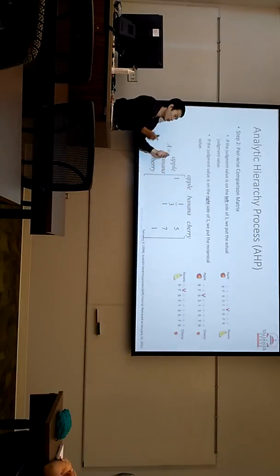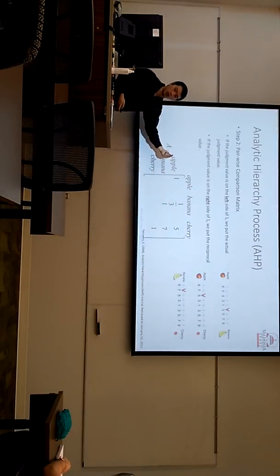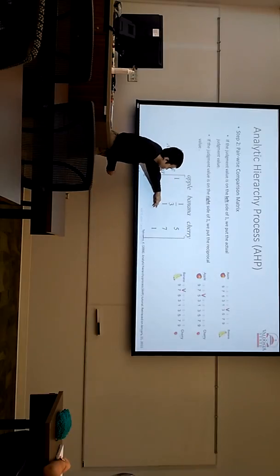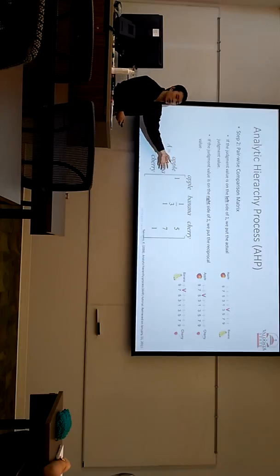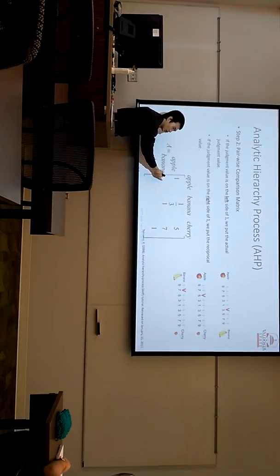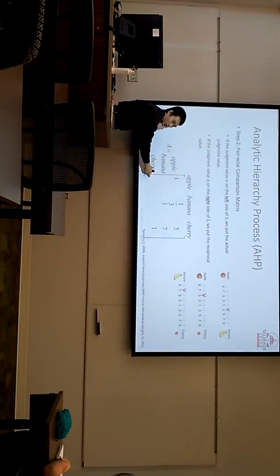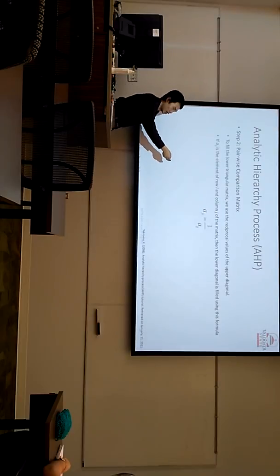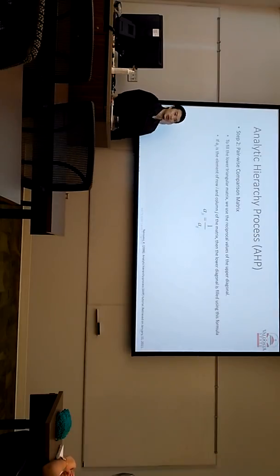Then we will need to manipulate this matrix to do our calculation. For the other half of the matrix, we can just use the reciprocal value. If this is 1/3, this will be 3. If this is 5, this is 1/5. That's the concept. That means Aij is equal to 1/Aji. That's the formula.